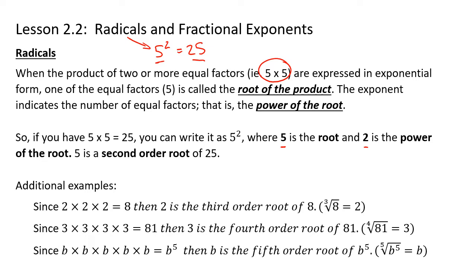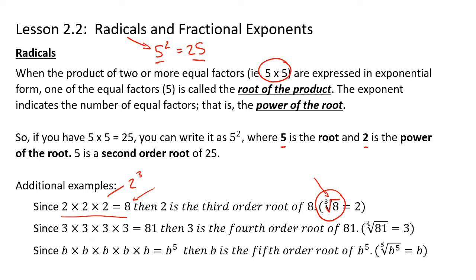If you look at some additional examples, if we have 2 times 2 times 2, you can also write that as 2 to the exponent 3, as we talked about in the last lesson. And that is equal to 8, right? If you were to multiply that out in your calculator. So what this means is 2 is a third order root of 8. So if you were to write that, you see the root sign, and you'd write the number of the root on this little V-shaped piece above the side of the root sign. So you'd write a 3 there.